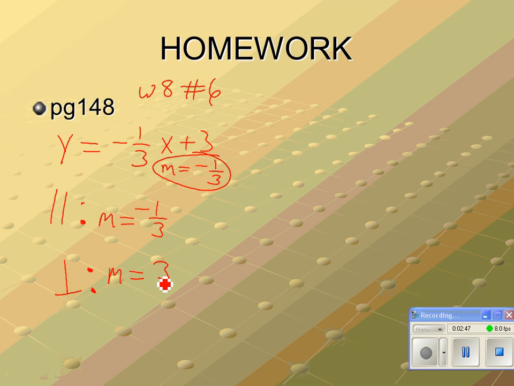A, B, C, or D, which one has one line that has a slope of negative 1/3 and the other line that has a slope of 3? Okay, everybody agree with that? That makes sense to everybody?